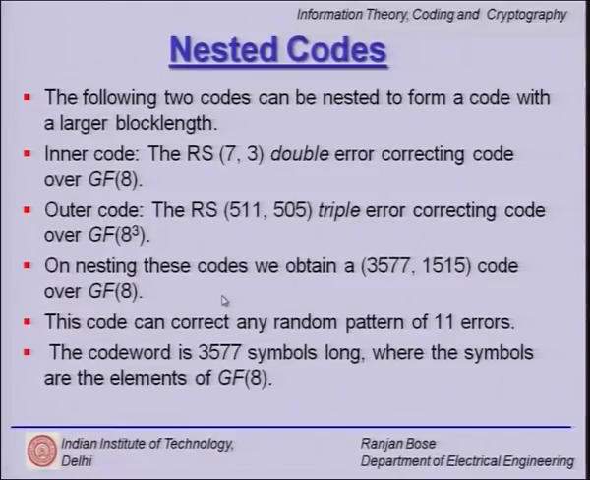Now, is it good? Well, this code can correct any random pattern of 11 errors, and the code word is 3577 symbols long. And what is the symbol? A symbol is an element of GF(8). So, this is a simple example of nesting RS(7,3) with RS(511,505), leading us to a big nested code, a (3577, 1515) code over GF(8).